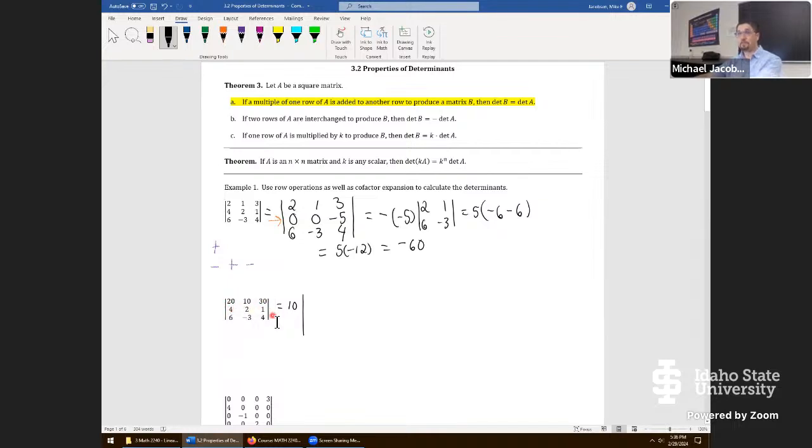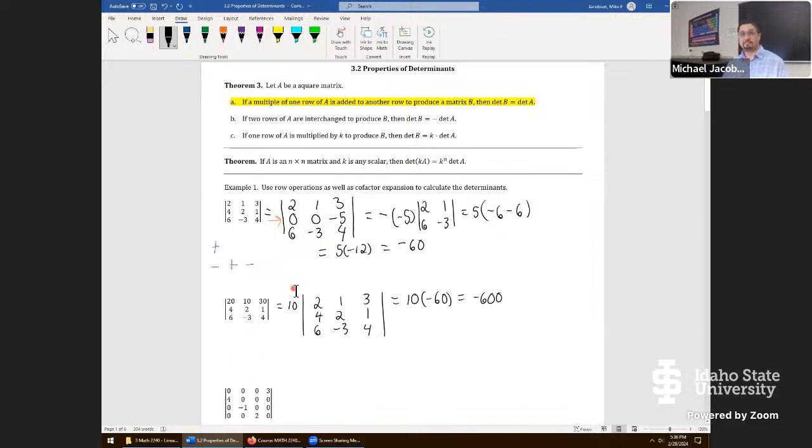If we were factoring out a 10 from all 3 rows, it'd have to be a 10 to the power 3. So this will give us 2, 1, 3, 4, 2, 1, 6, negative 3, 4. And then that determinant is pretty much done since we've already calculated that one. It came out as negative 60. So it's 10 times negative 60 for a negative 600. That's 2 pretty nasty looking determinants done pretty quickly so far.